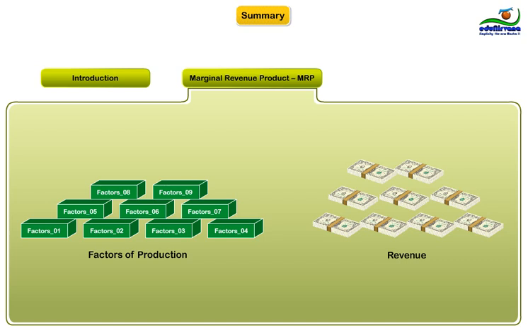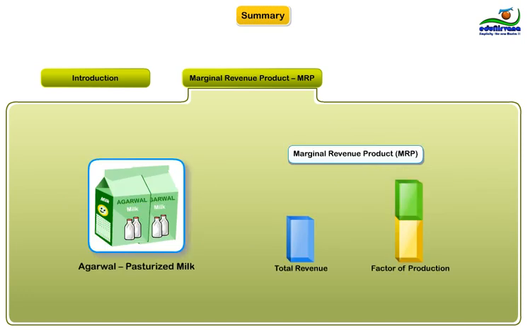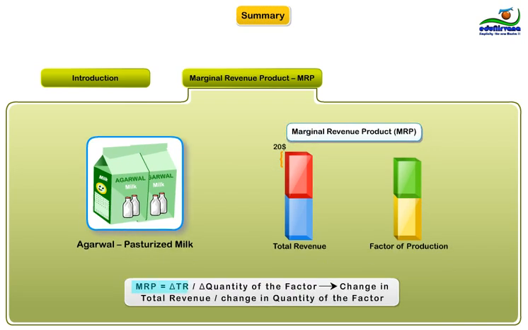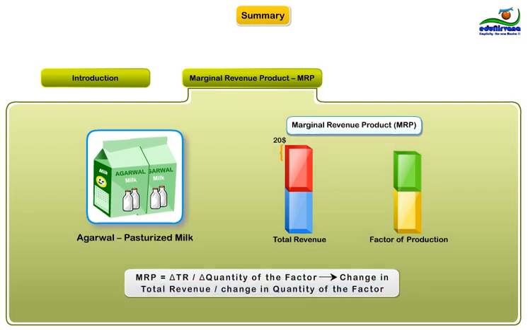Then the concept of MRP was explained: the additional revenue generated by employing an additional factor unit. For example, if we employ one more unit of a factor, the total revenue rises by $20. The MRP of the factor equals $20. MRP is equal to delta TR divided by delta quantity of the factor, that is, change in total revenue divided by change in quantity of the factor.